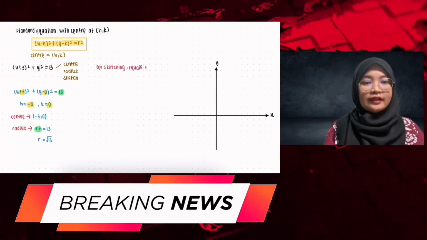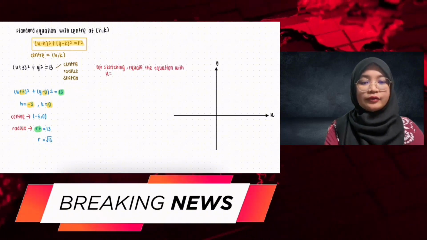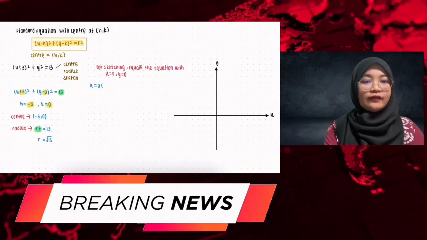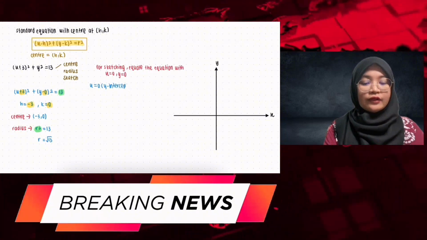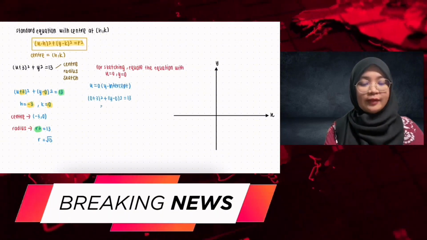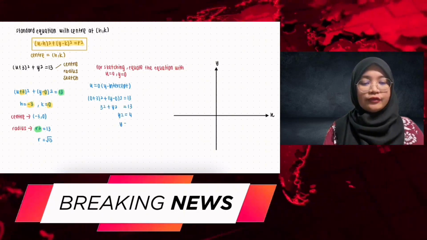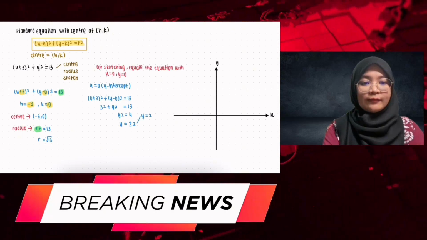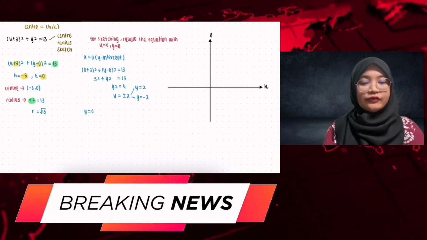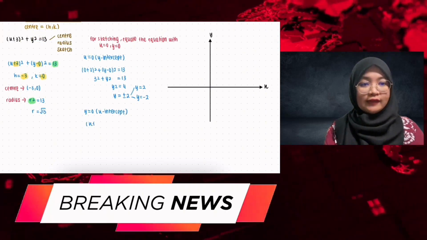And for sketching, make sure to equate the equation with x equal to 0 and y equal to 0. So there are 2 things that you need to equate with 0. The first thing is x equal to 0 to find the y-intercept. So like here, we would get y equals 2 and y equals -2. Make sure to do the plus minus. And then y equal to 0 to find the x-intercept. So let's move on to the sketching part.